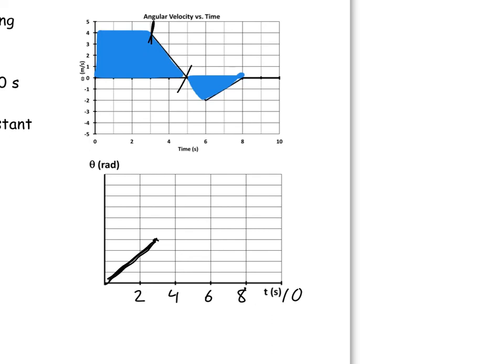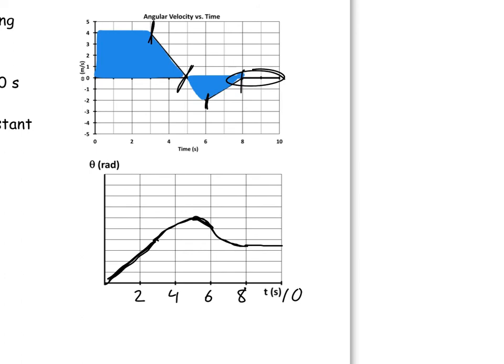I then, from 3 seconds to 5 seconds, slow down to a stop. So I'm going to start seeing some curvature here to my graph, showing that I'm slowing down to a stop, decreasing my velocity. Then from 5 seconds to 6 seconds, it speeds up in the negative direction. So we're going to speed up a little bit here in the negative direction. And then from 6 to 8, we slow down once again to a stop while still traveling in the negative. This last little bit from 8 to 10, that's just showing the object not moving. So that's just going to be a horizontal line.